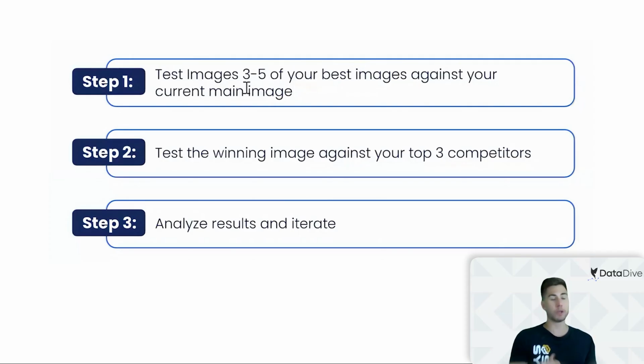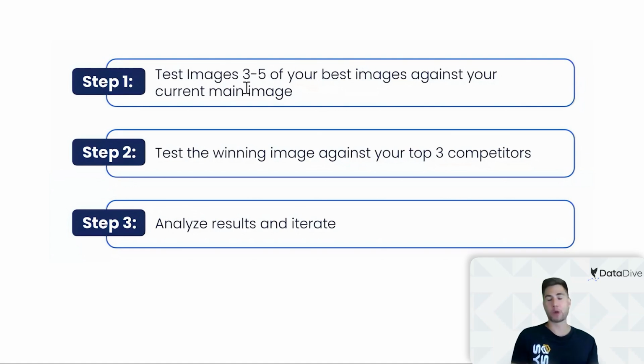And so what you're going to want to do first is take 3 to 5 of what you feel are your best main images, and you're going to test them against each other. This is what most people would call a baseline test. You're just testing against your own internal options. Once you have a winner from one of those 3 to 5 images, then you're going to take that winner and test it against the top 3 competitors. What you're going to hope to see is that your new main image beats out the current competition.